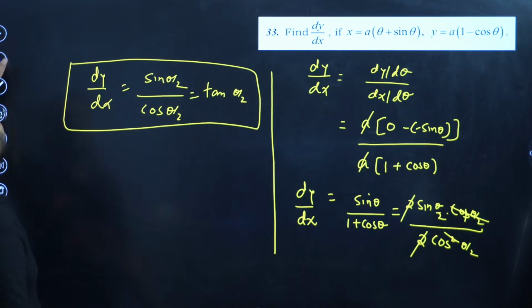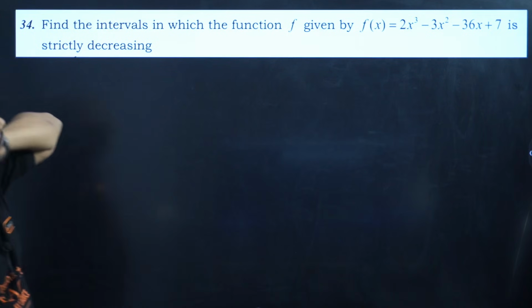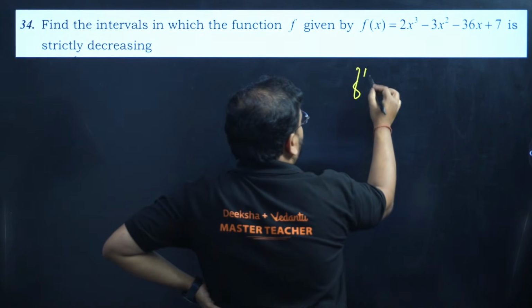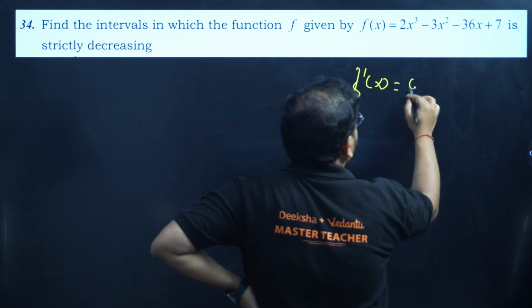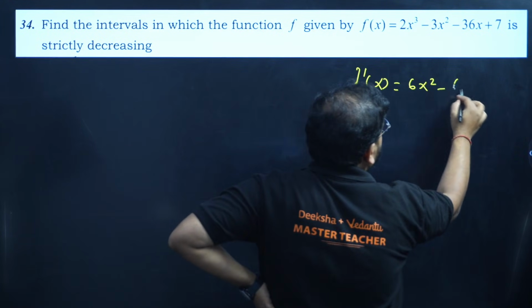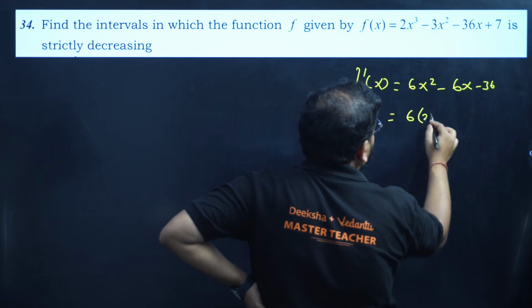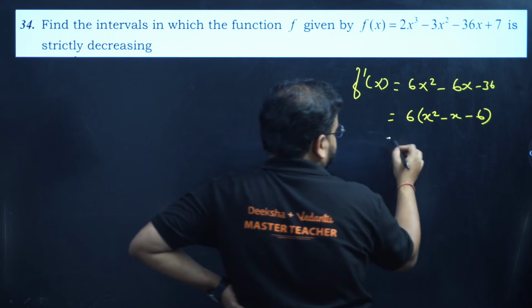Next one. 34. Find the intervals in which the function f is strictly decreasing. How do we find it? First, find the critical value by finding the derivative. This is the step number 1. You get 6x square minus 6x minus 36. Take 6 common, you get x square minus x minus 6.